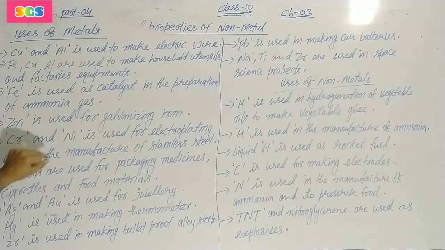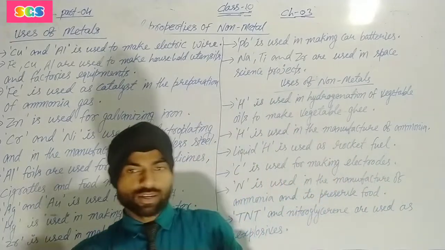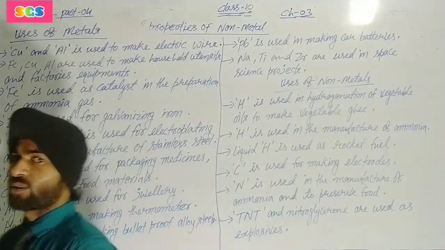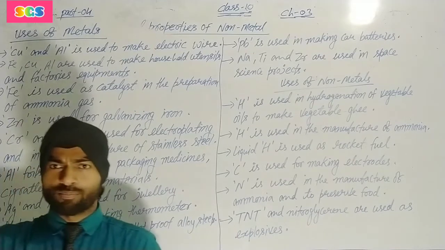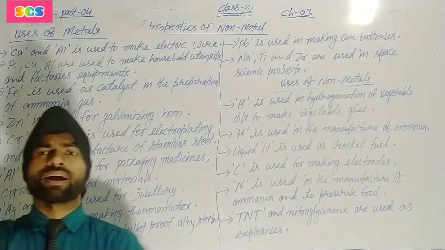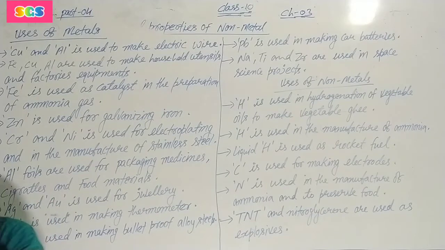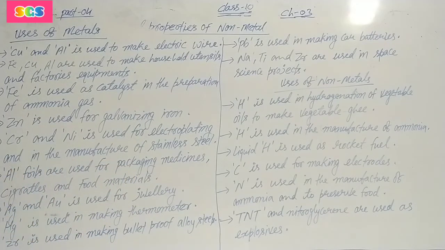Chromium and nickel are used for electroplating and in the manufacture of stainless steel. You may not have heard the names chromium and nickel. These are the metals which are used for electroplating. Electroplating means covering a metal using other metals with the help of electricity, providing a layer of metal on the surface of another metal by the help of electric current, by the process of electrolysis. So chromium and nickel are used for electroplating, and also in the manufacture of stainless steel.